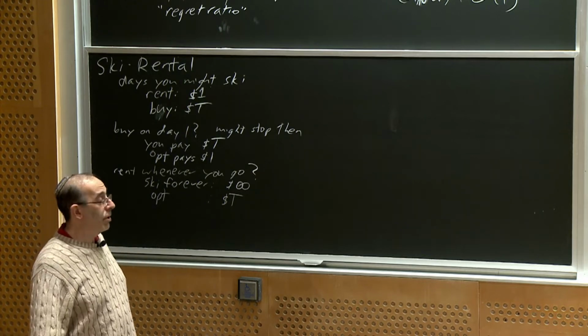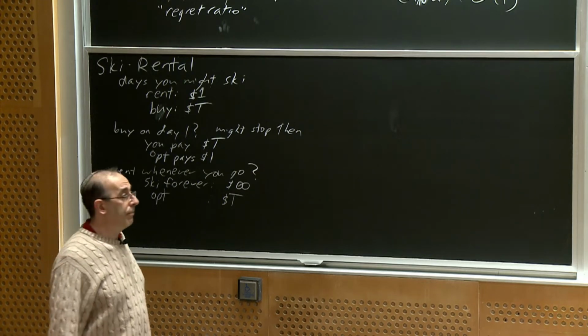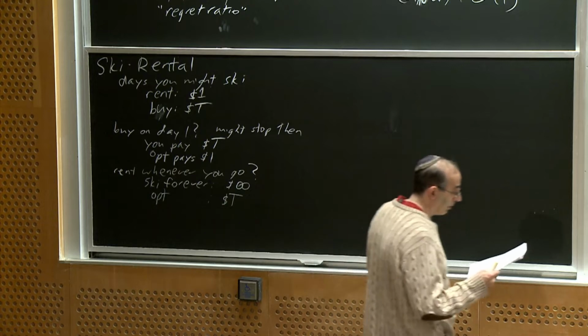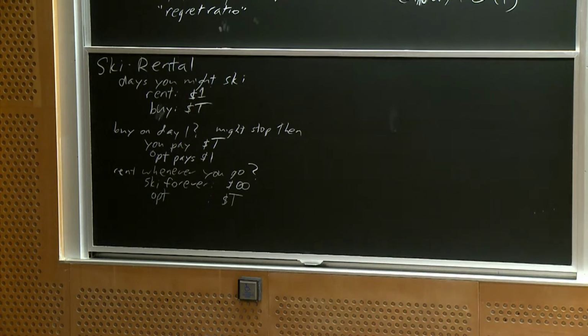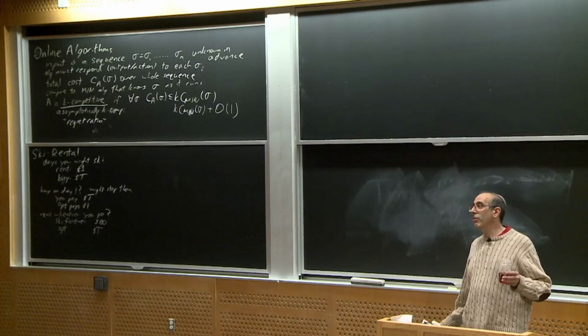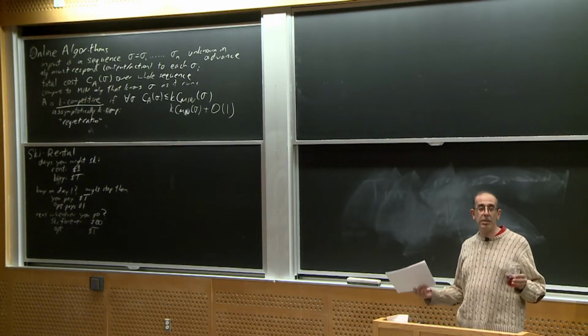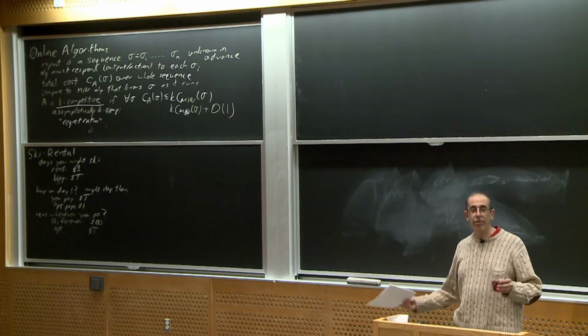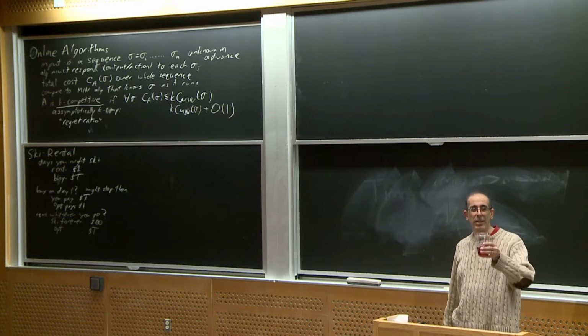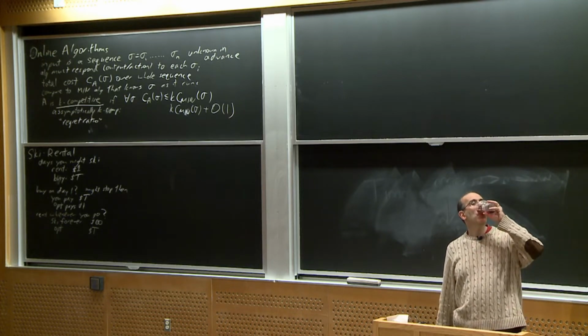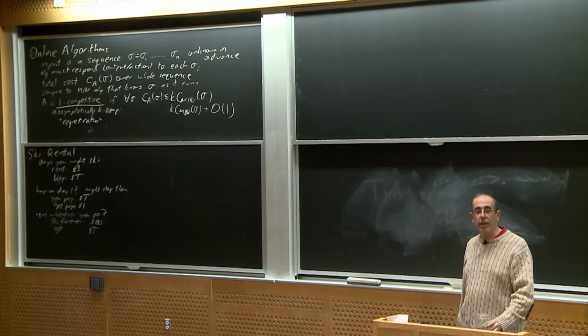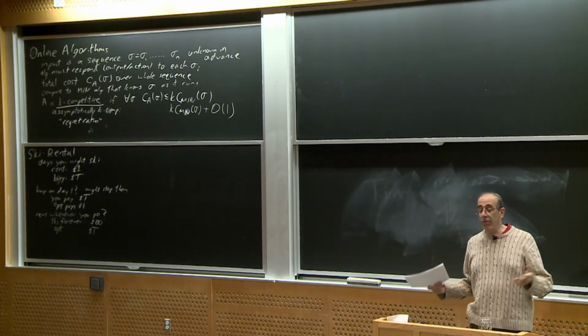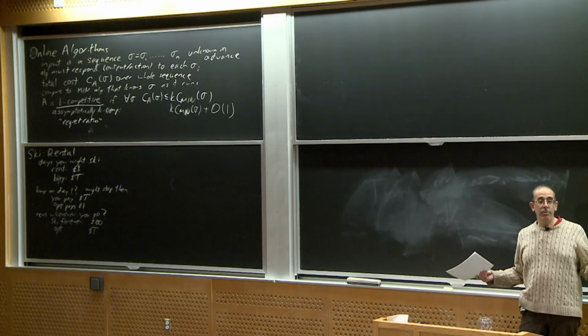Your ratio is arbitrarily bad compared to the optimum algorithm. Okay? So what should you do instead? Well, what is the range of things you could do, right? What is the space of possible algorithms for the ski rental problem? Exactly. You can rent for some number of days and then buy.